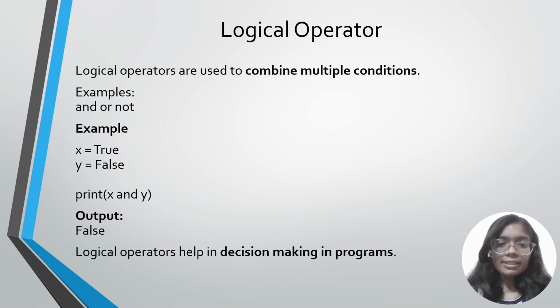Next is logical operators. Logical operators are used to combine multiple conditions in programs. For example, if we have two values, true and false, and we use the AND operator, the result will be false. Logical operators are very important in decision making and controlling program flow.